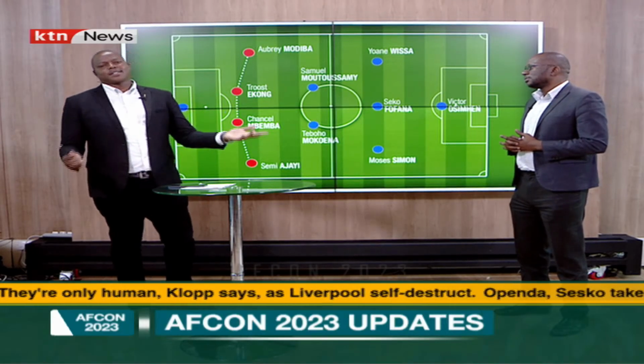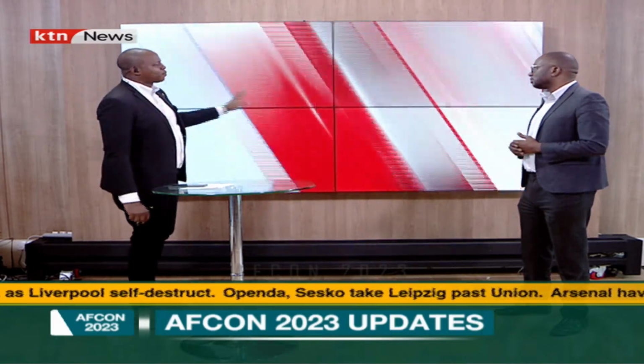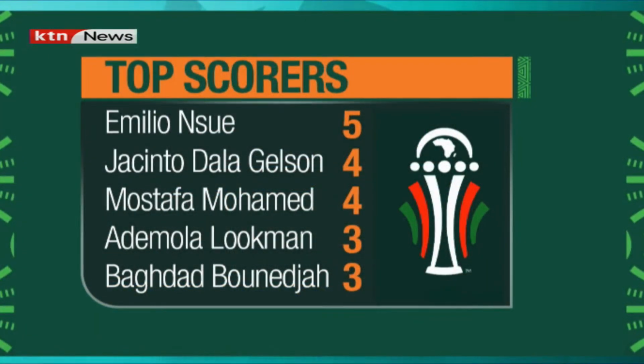Now, let's take a look at some of the stats from the tournament so far. Cedric, the top scorers list hasn't changed so far. Emilio Nsue exited the tournament at the round of 16, still has 5 goals. Then you have Dala with 4 goals. Mustafa Mohamed left a long time ago, 4 goals. Ademola Lukman still in the tournament, 3 goals. Baghdad Bounedjah left in the group stage, still 3 goals. Do you see this probably changing?